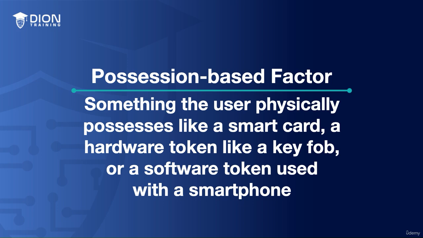Second, we have something you have, also known as a possession-based factor. Something you have involves something the user physically possesses, like a smart card or a hardware token like a key fob or a software token used with your smartphone. A smart card is an identification card about the size of a credit card that is embedded with an integrated circuit that can process data to authenticate a user in a high security access system.